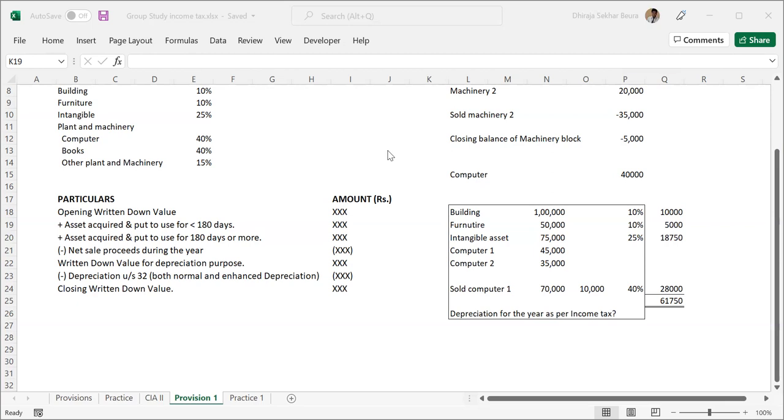Dheeraj, could we go over that computer part, where we sold the computer? Could you just tell that once more? Okay. So we had computer 1 and 2, 45,000 and 35,000. We sold computer 1 for 70,000 during the year. Yeah. 80,000 and 70,000. So it equals 10,000.